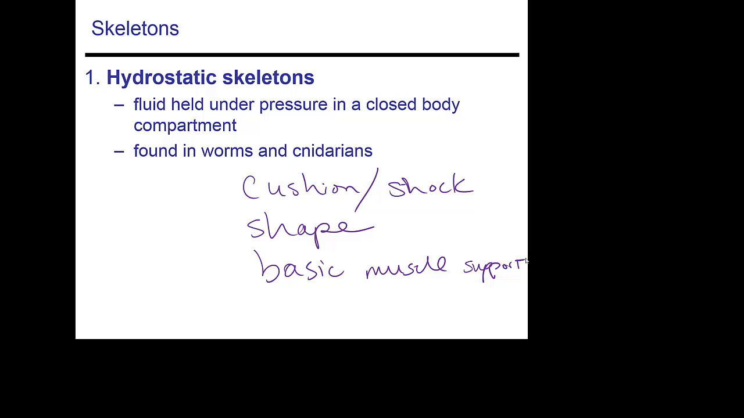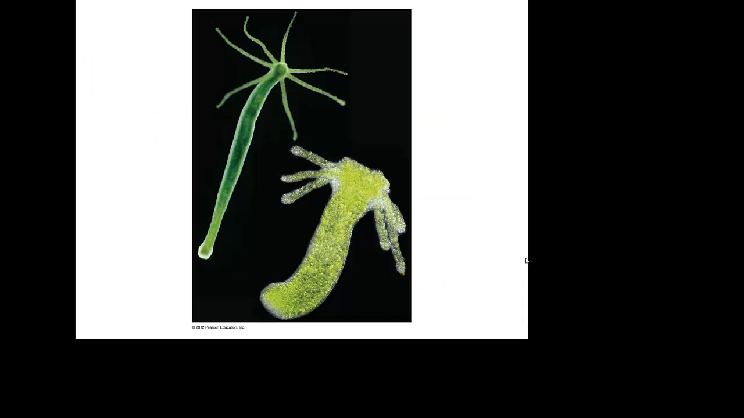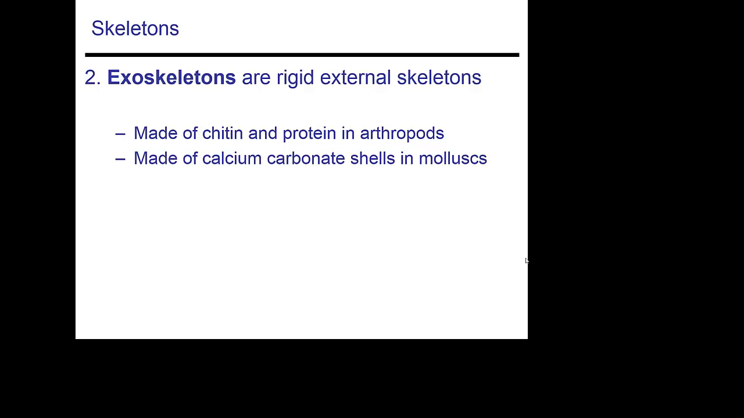We certainly are not looking at the complexity of your system in these organisms, such as our hydra here, but it does give them enough to maintain a three-dimensional body shape. These things are not flat. They do have structure and support to them. With our exoskeleton, these are our rigid external skeletons, typically made of chitin, and some in our mollusks will actually be made of calcium carbonate. So basic structures that are hardened by these other materials.